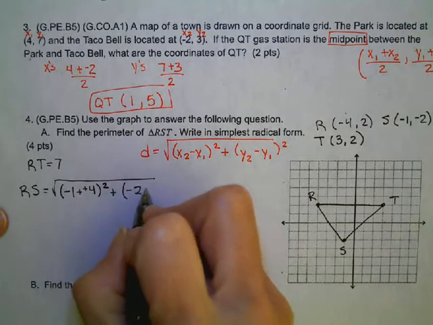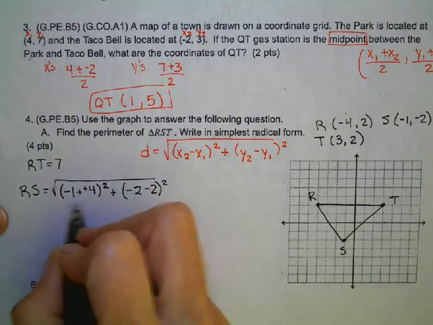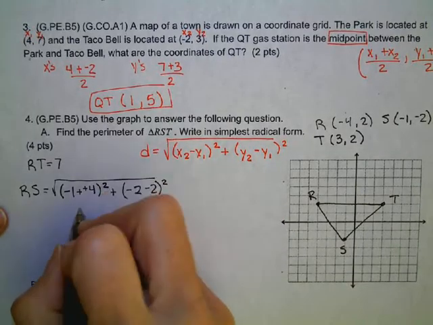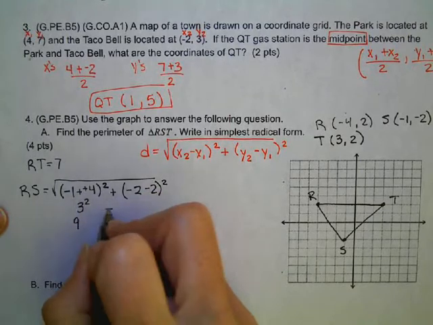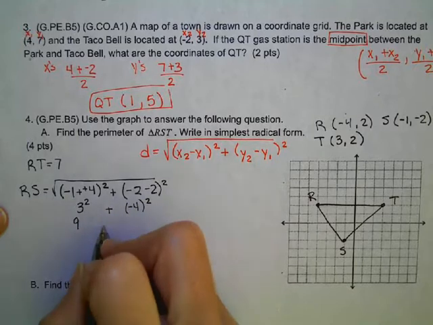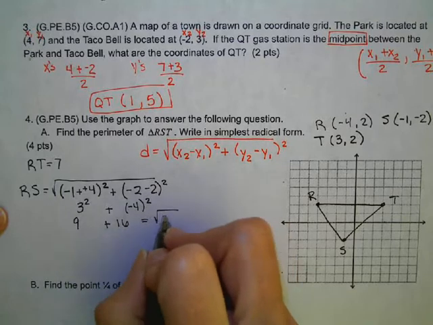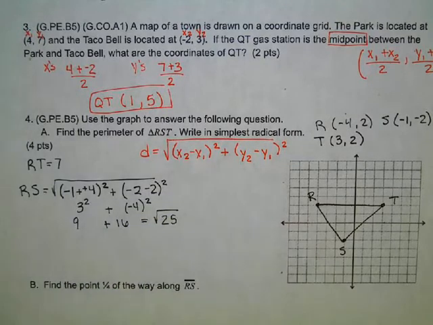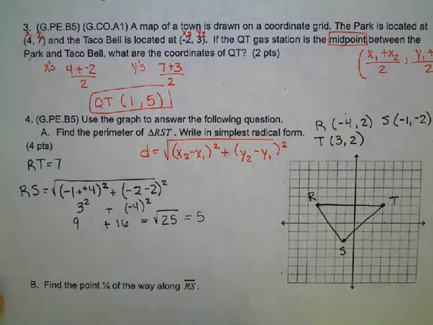And then I do negative 2 minus 2. So negative 1 plus 4 here would be 3, and 3 squared is 9. This one you get negative 4, and when you square a negative number, it becomes positive. So 9 plus 16 is the square root of 25, and since 25 is a perfect square, the square root of 25 is 5.